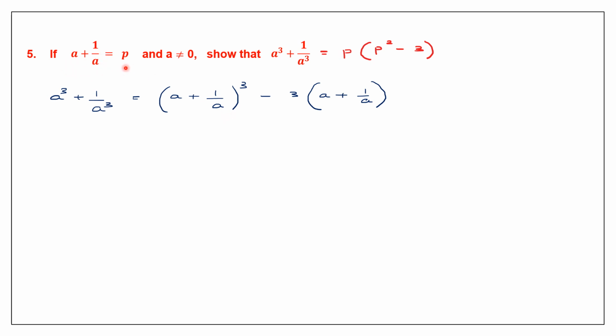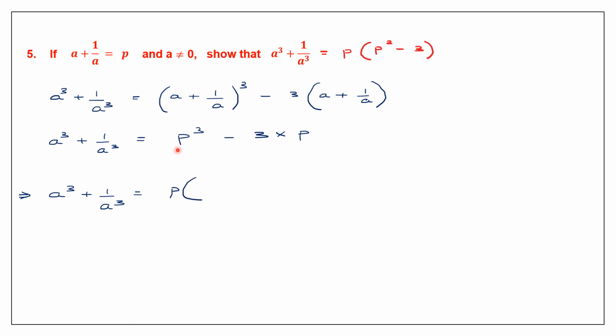Now, a plus 1 by a is already given to us in the question. It's given as a plus 1 by a is equal to p. So we are going to substitute this with p. So that becomes p cube minus 3 into a plus 1 by a, which is again p. This is given to us in the question. So we are finding this now, a cube plus 1 by a cube. We are trying to show that it is equal to what is given to us in the question. So now let's simplify this further. So a cube plus 1 by a cube is equal to, now here we have p cube minus 3 into p. Now take out the common factor. P, there are 3 here and here there is 1. That means we can take out 1. So I can take out 1 and put the remaining within brackets.